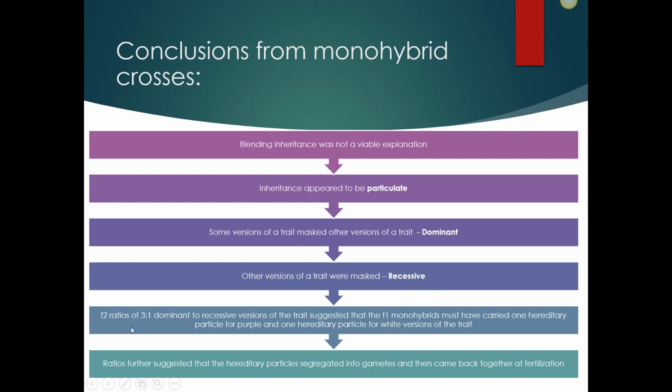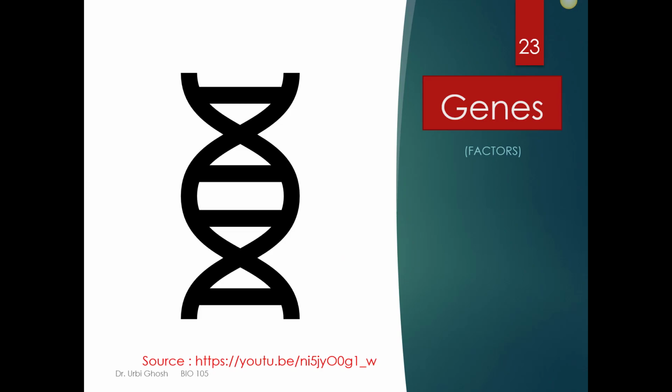And he found that the F2 ratios were consistent, trait after trait after trait, at 3:1, with dominant being 3 to recessive being 1. And this suggested that the F1 monohybrids must have carried the trait in some particular way, but it was hidden. The ratios further suggested that heredity particles segregated into gametes and came back together in fertilization.